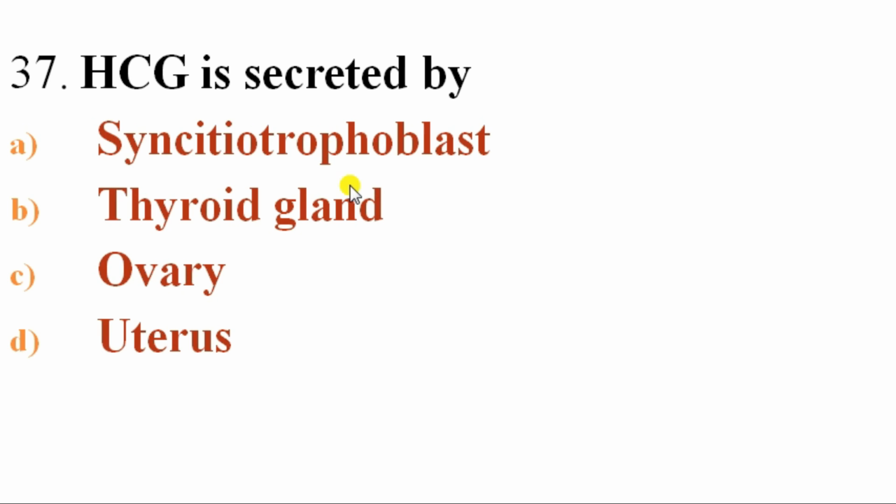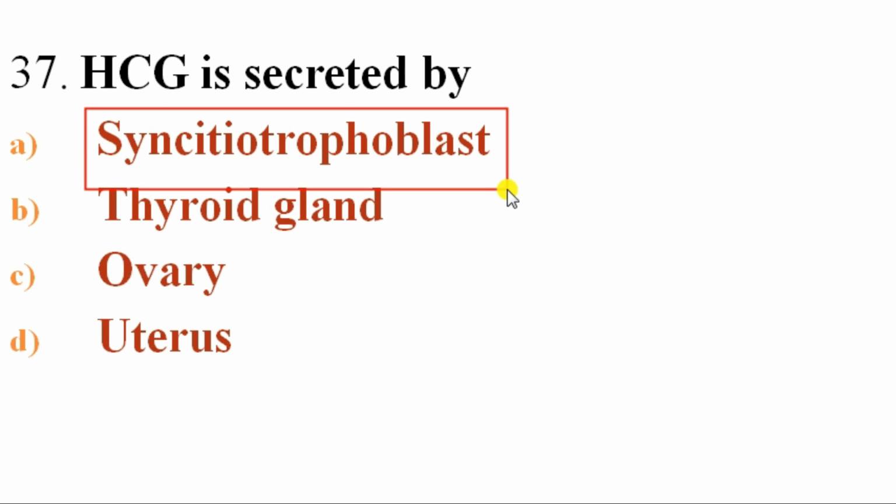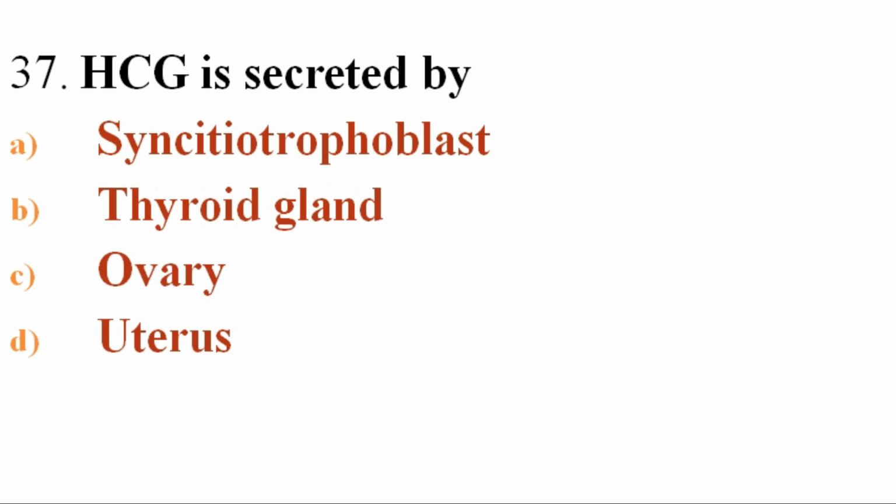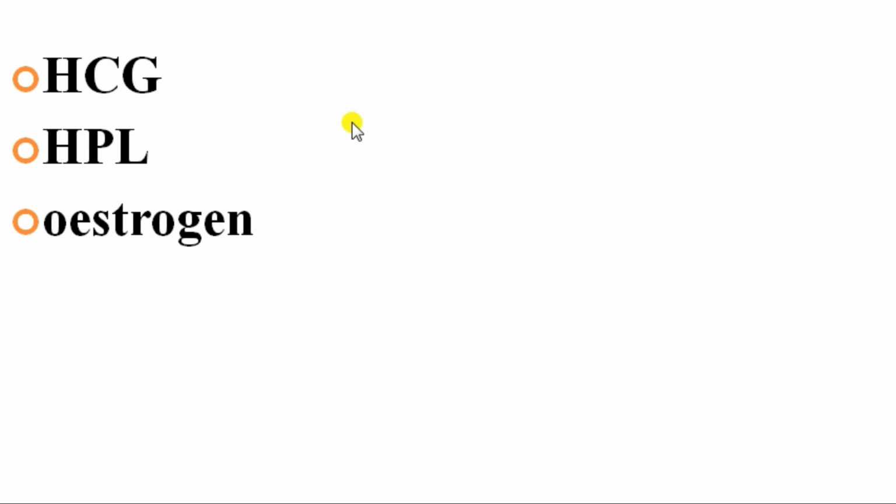Next question. HCG is secreted by. Options: A. Syncytial trophoblast, B. Thyroid gland, C. Ovary, D. Uterus. Answer is A, syncytial trophoblast. So HCG is secreted by syncytial trophoblast. In addition to HCG, syncytial trophoblast secretes human placental lactogen and estrogen.